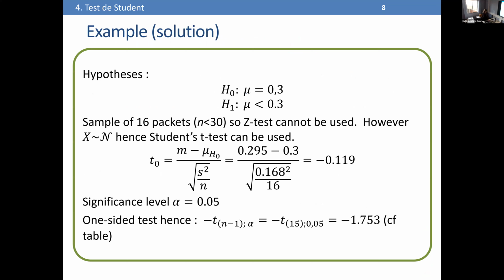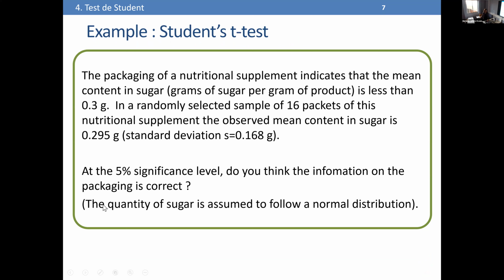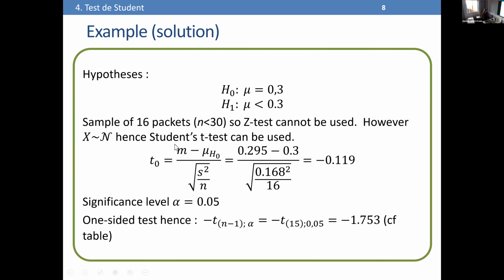So here, because the samples are small, we will use a Student distribution, and we have to check whether the variable we're interested in, which is the quantity of sugar, follows a normal distribution. For the moment, we haven't seen that lecture, so we can't check it, but it says in the question, the quantity of sugar is assumed to follow a normal distribution. So that means we can assume it is true. So we can use this test.